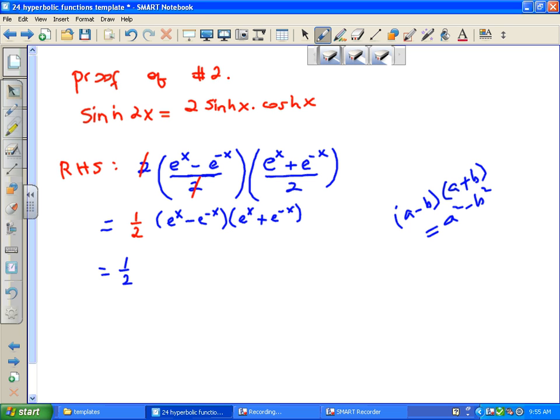So in this case, how would you write that? What is a squared? e to the x to the second power. And we just went over that, right? Power for power is the product of the powers. This is e to the 2x minus, exactly, e to the negative 2x. Now, we're trying to show that this is equal to the left-hand side.